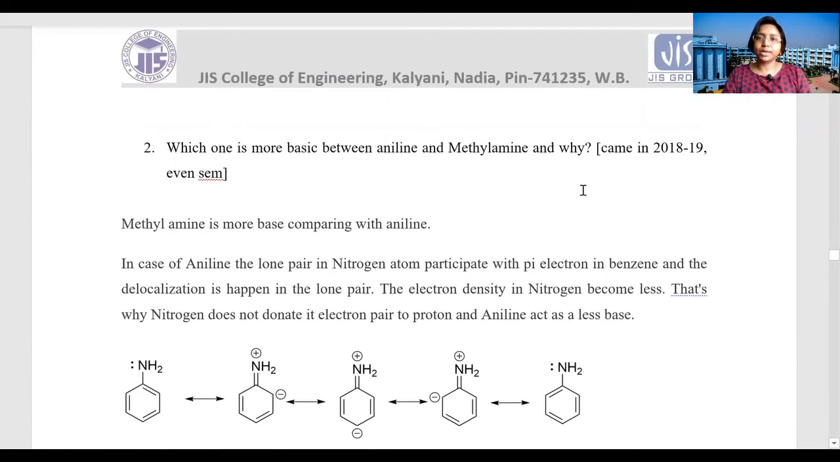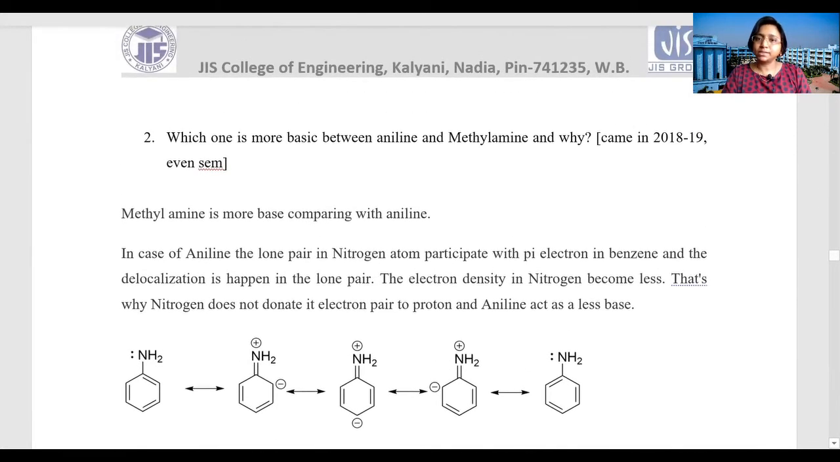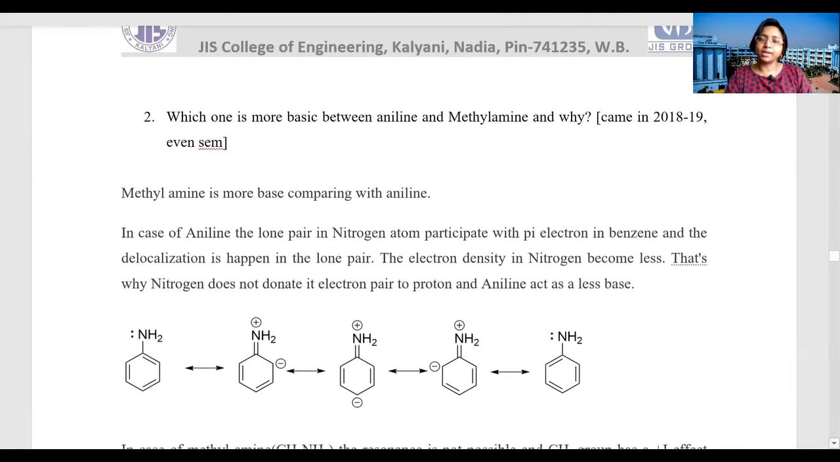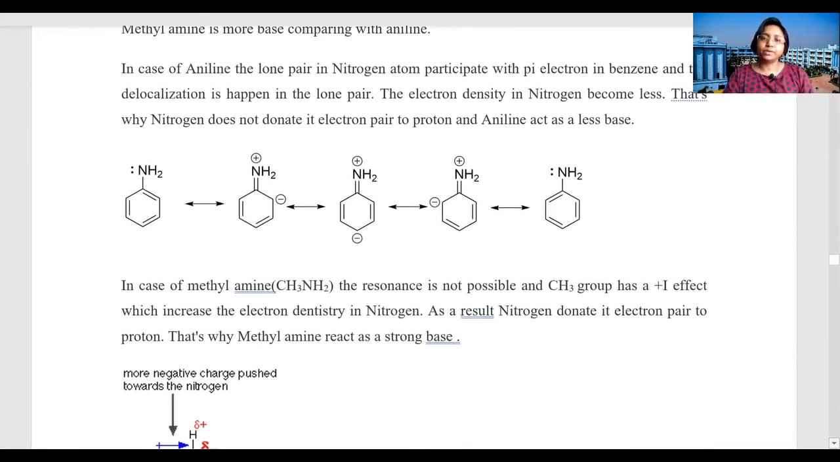The second question also came in 2018-19 in the semester exam. Which one is more basic between aniline and methylamine, and why? It is a question about basicity. Initially you learned which one is more acidic, and now which one is more basic. The one which can give its electron pair to a proton is the more basic. So first of all, we have to draw the structure.